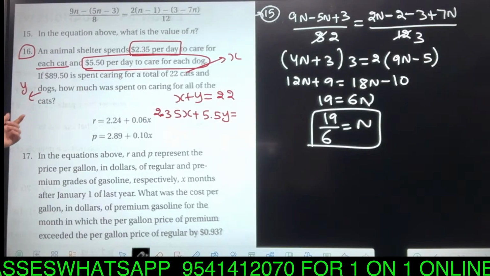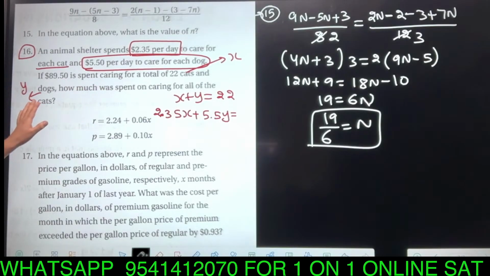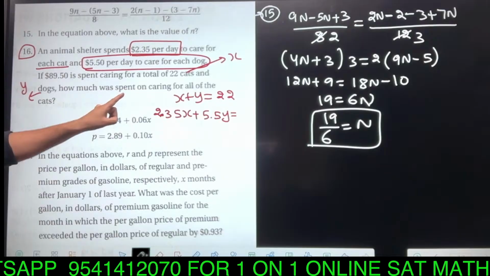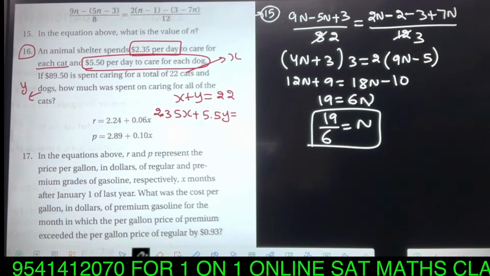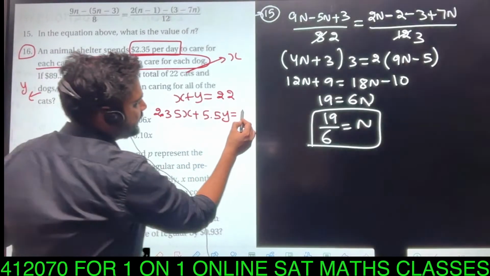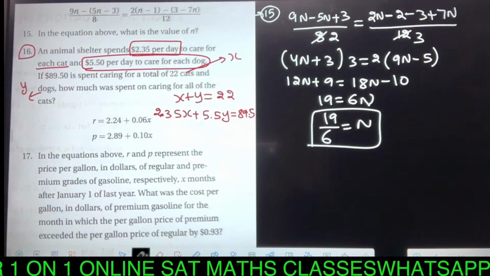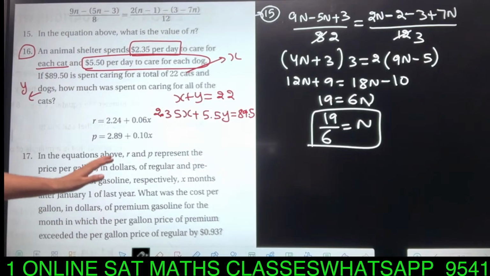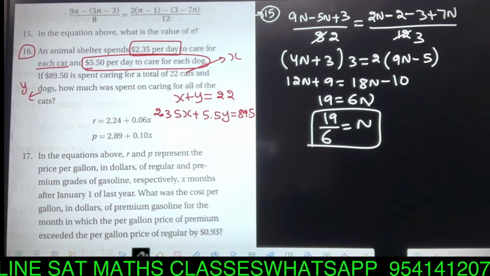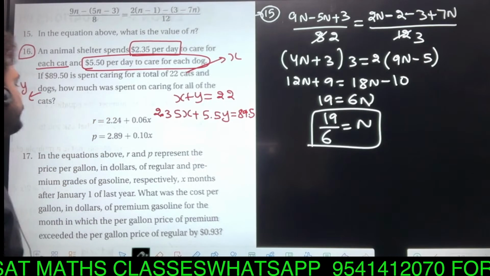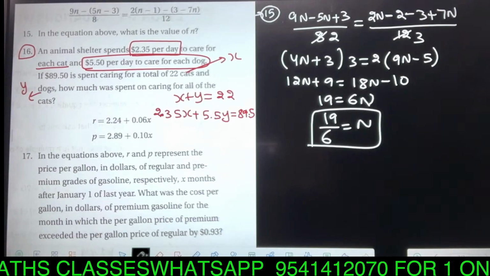22 cats and dogs, they should have mentioned that this is happening in one day. And now, how much was spent on caring for all of the cats? So the total amount is 89.5. So these are the two equations. We have to solve these two equations, and after solving them, we have to find the value of x or the value of y. So how to solve now?